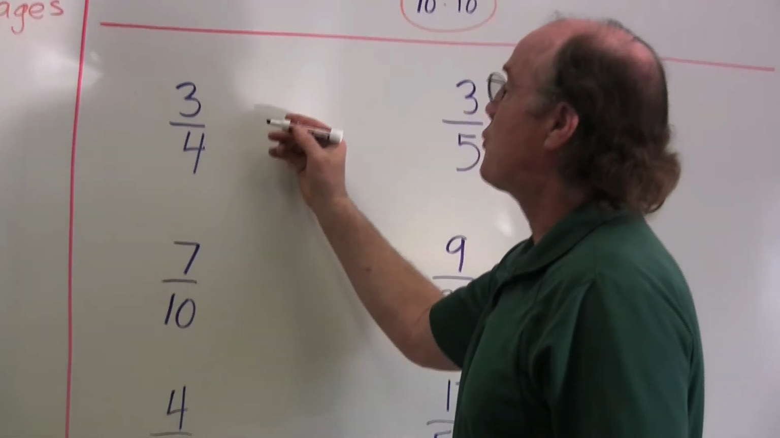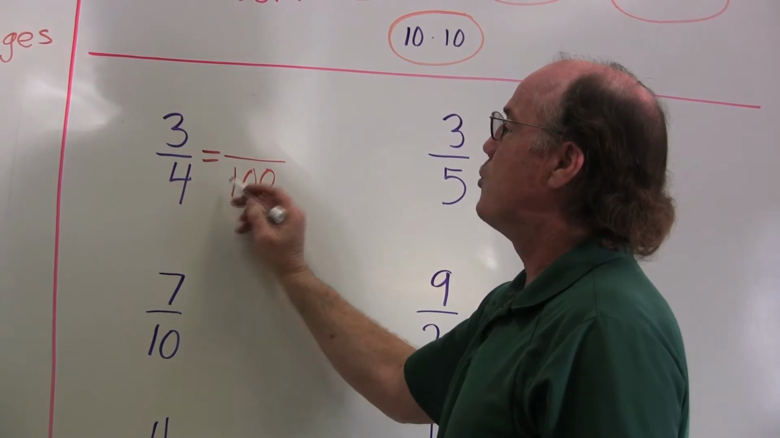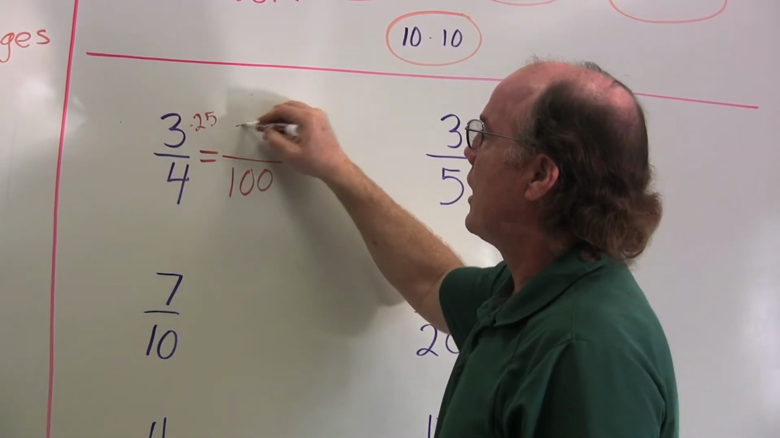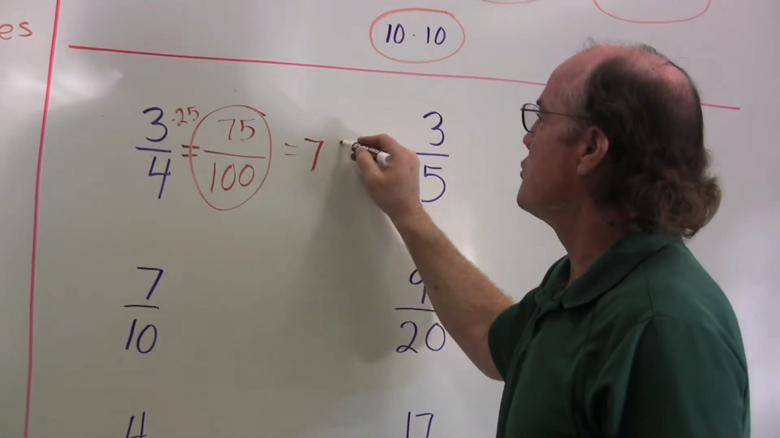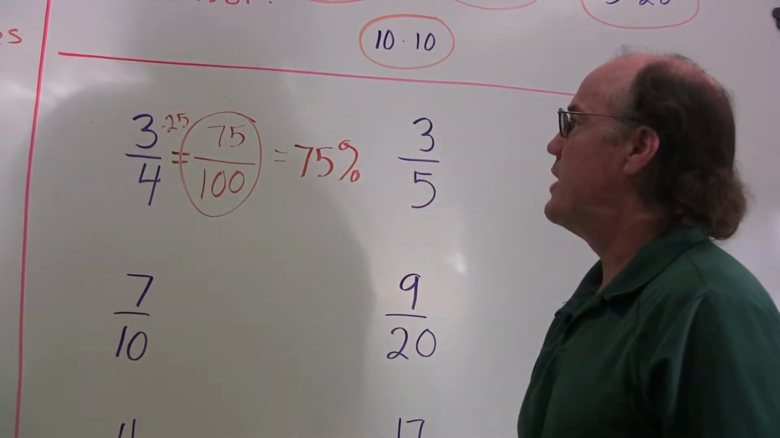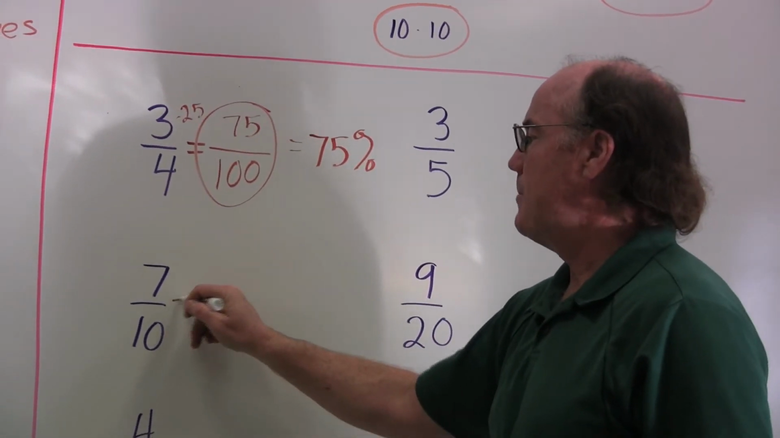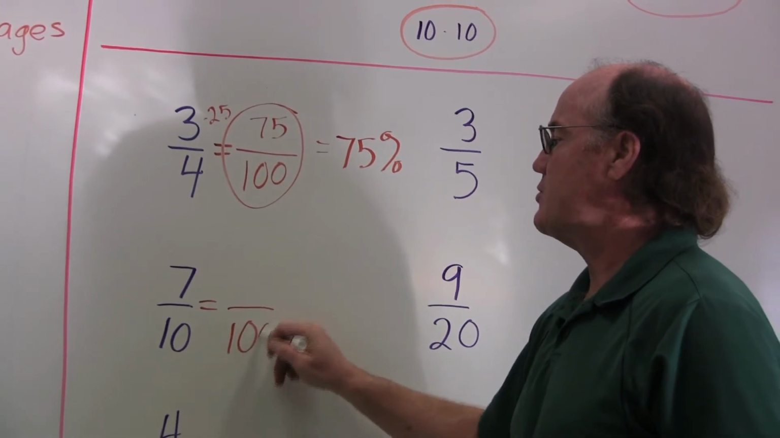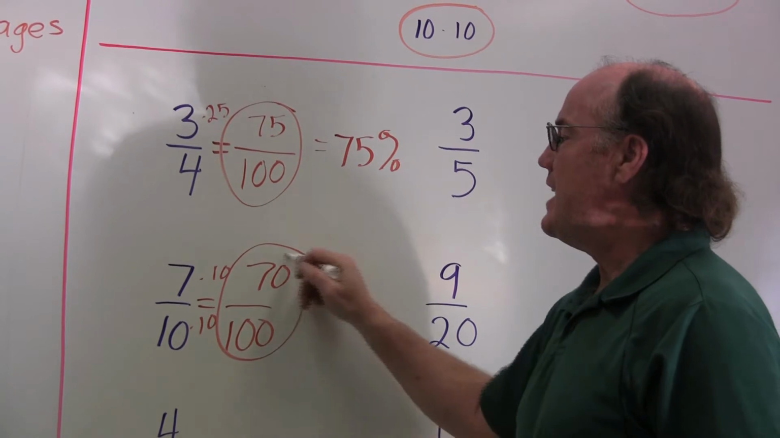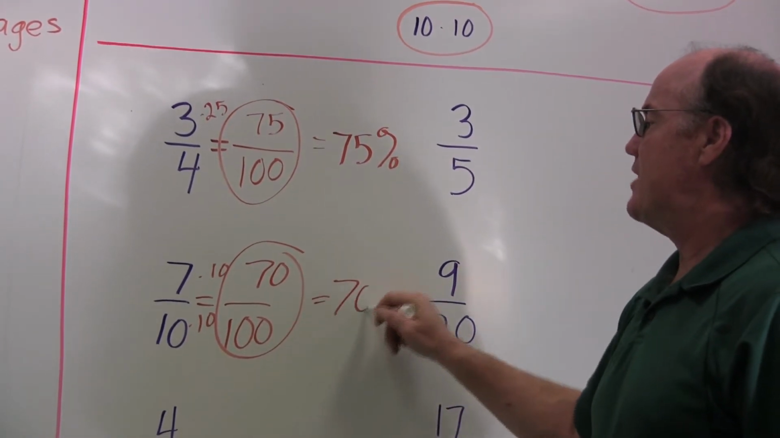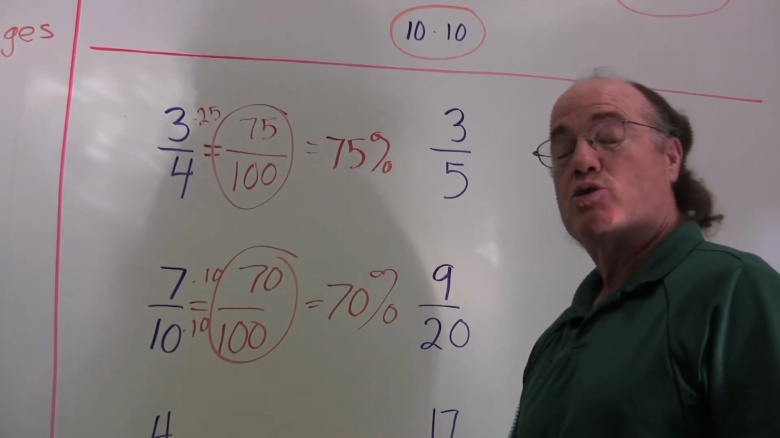So something like 3/4, okay? 4 times 25, well, what's 3 times 25? 75. Anytime you have a number over 100, it's just simply that number with a percent sign. Pretty easy, right? 7/10, okay? Can 10 go into 100? Yes. 10 times 10. 7 times 10 is 70. Any number over 100 is that number with a percent sign. Ta-da! Pretty easy.